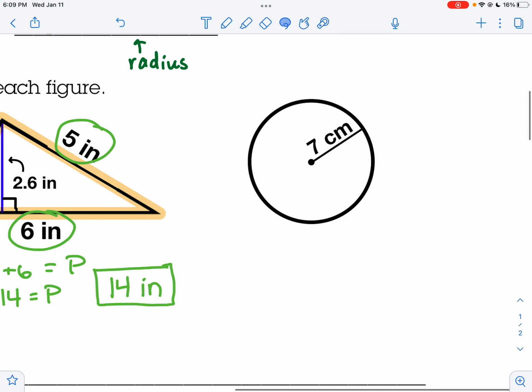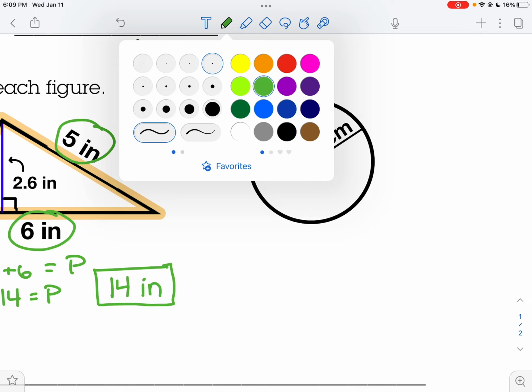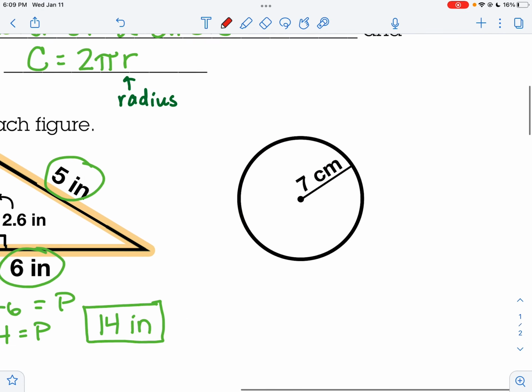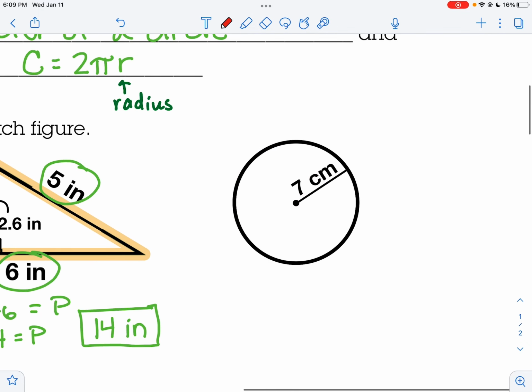All right, then the circle, this is where it starts to get interesting. So the perimeter of a circle, remember, is the circumference. So if you look at the top left, I scrolled it down so we've got our formula there, but we can put it here too. C equals 2 times pi times r. Now the radius, remember, is just from the center out to the edge. So 7 centimeters is our radius.